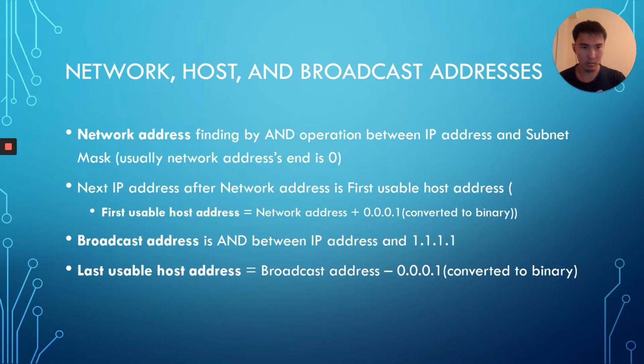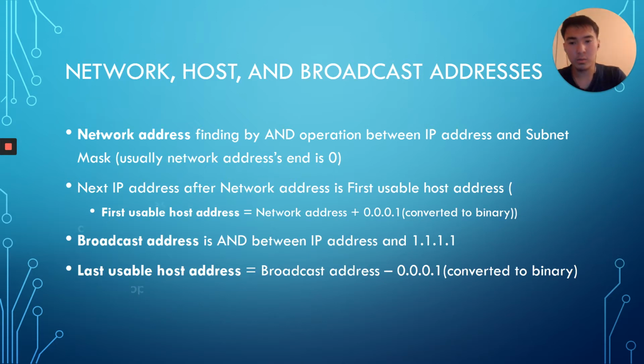The next IP address after the network address is the first usable host address. Here I have a formula, it's like a life hack from me. The first usable host address is the network address plus 0001 converted to binary. It means that you have 8 zeros here, and also 8 zeros, also 8 zeros, and here you have 7 zeros and 1. The broadcast address is an operation between the IP address and this subnet mask. The last usable host address is the broadcast address minus 1, converted to binary also.